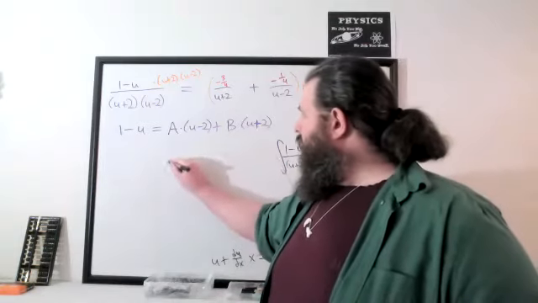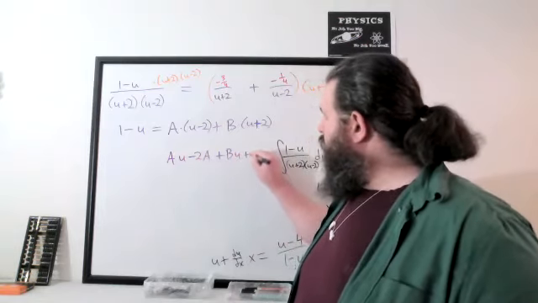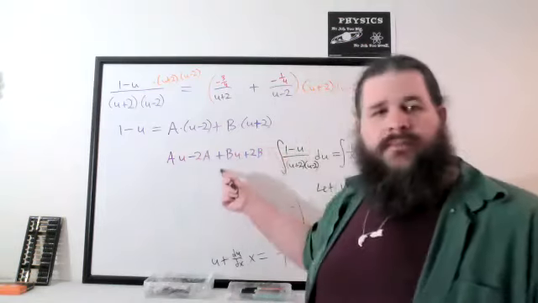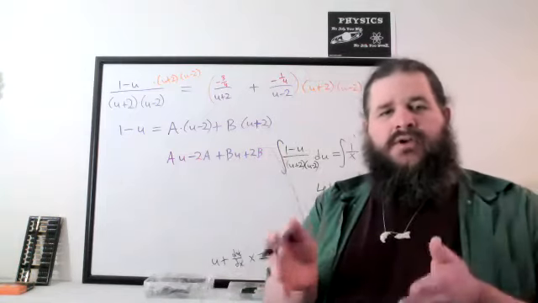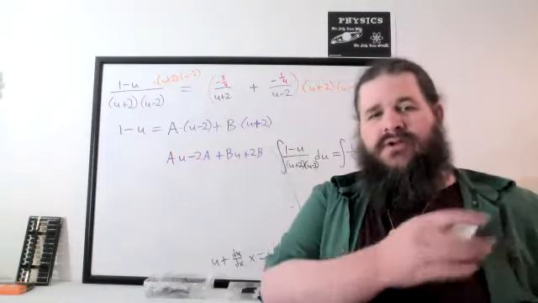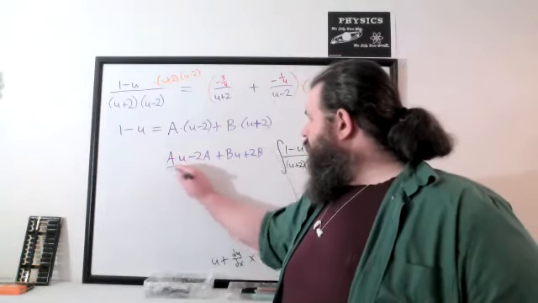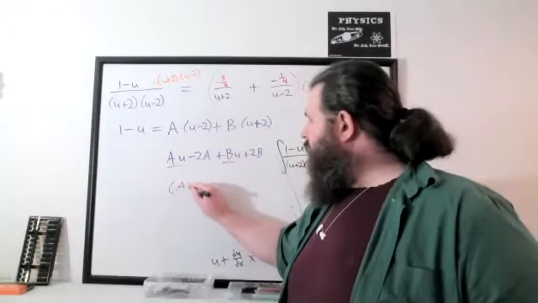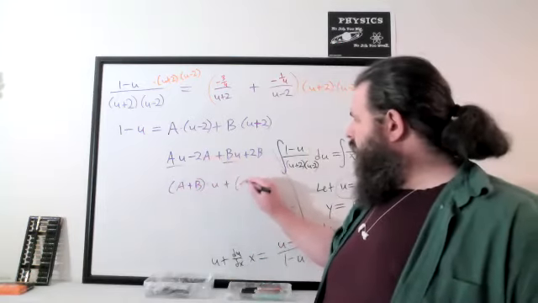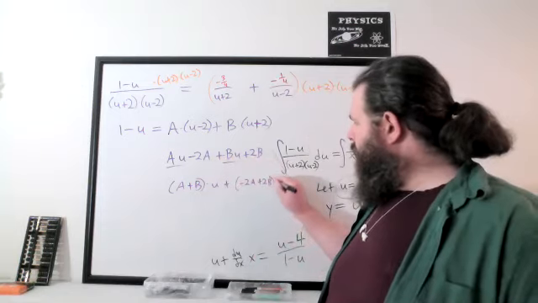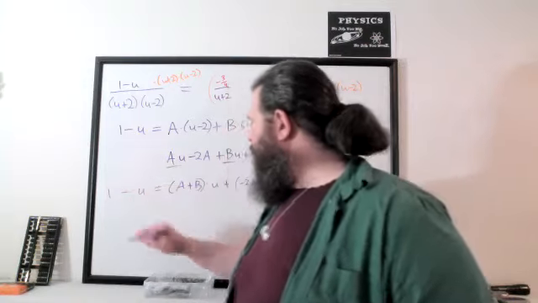So we get a times u minus 2a plus b times u plus 2b. And then group these together based on how much u they contain. So you might have a constant term, a u term, and maybe a u squared term, a u cubed term. In this case, we just got u to the first power. But if you group those together, we've got a plus b times u. And then the other terms, the constants, are negative 2a plus 2b equals, and on this side, we've got 1 minus u.